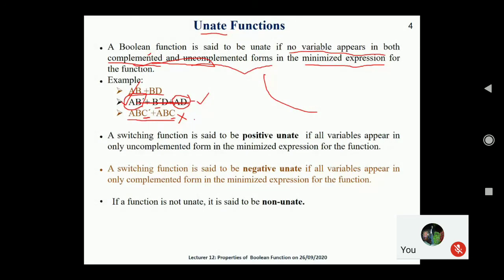But remember, this expression is not a minimized expression, because we can write it this way also. Here we can take the common A B, after that we write C bar plus C. C bar plus C means what? It is 1. So the minimized expression of A B C bar plus A B C is A B. Now this one is a unit function.